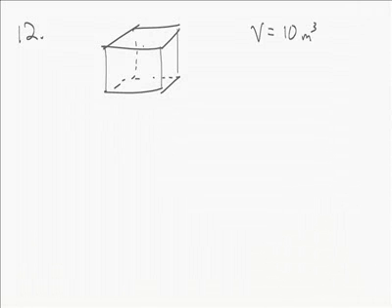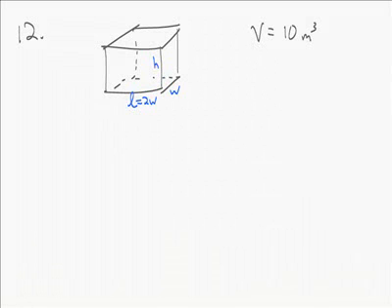So let's go ahead and label some things here. Let's label this L, this W, and this H. We're told the length is twice the width, and for the height, H, I don't have any information about that. Material for the base costs $10 per square meter. Material for the sides costs $6 per square meter.